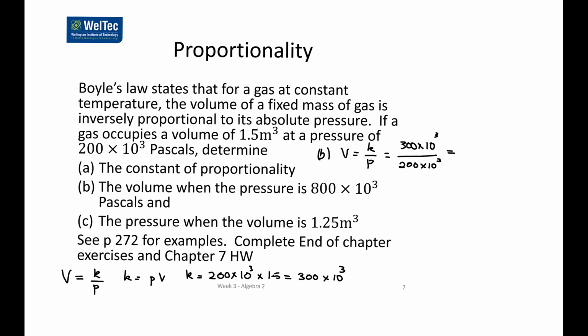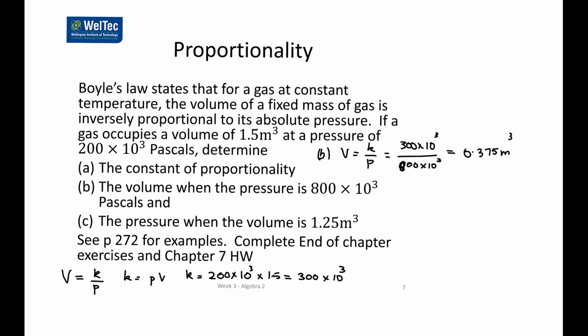That's not quite right. The pressure is 800 there. So 300 over 800 would give us 0.375. And don't forget you've got a unit, which would be cubic meters.